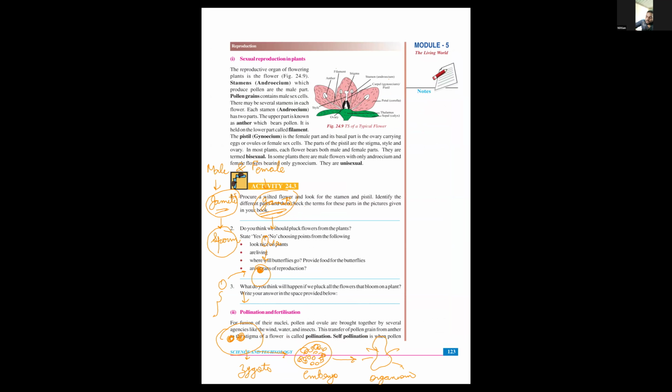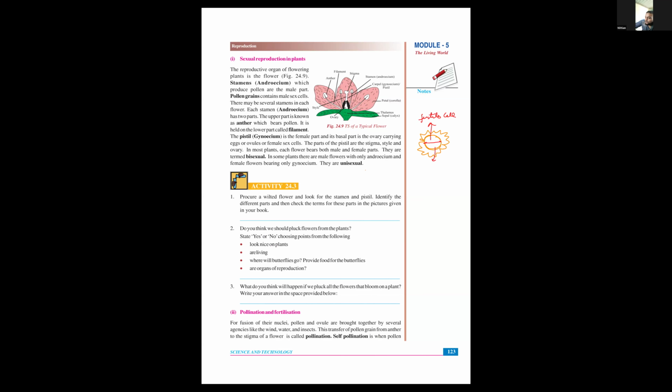Now, in the male, the stamen or androecium releases pollen grains. Pollen grains look like this. They have two types of cells. First is the fertile cell, and the second is the vegetative cell.